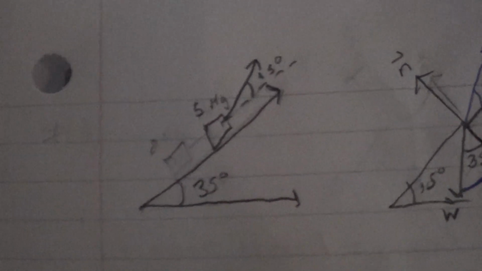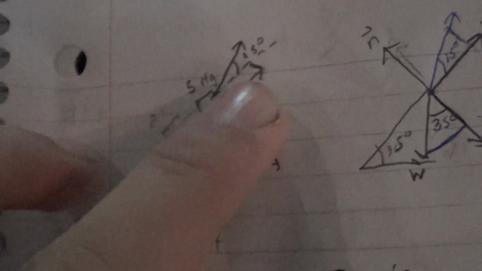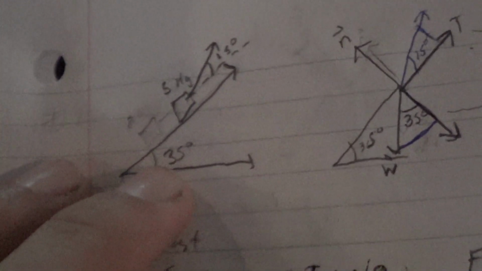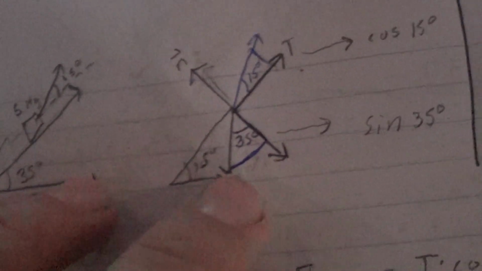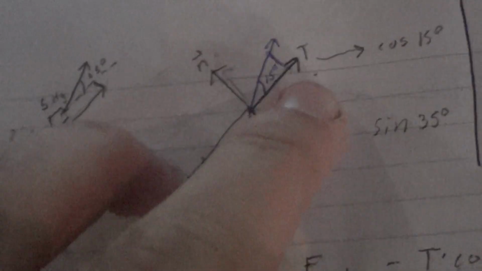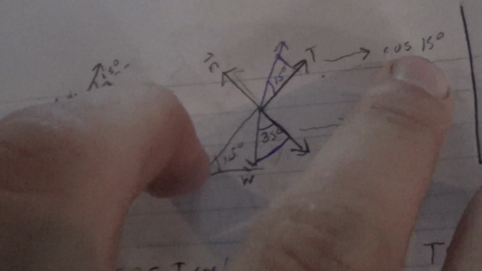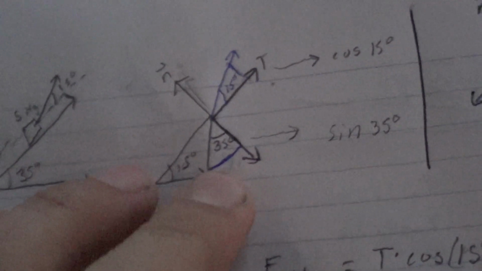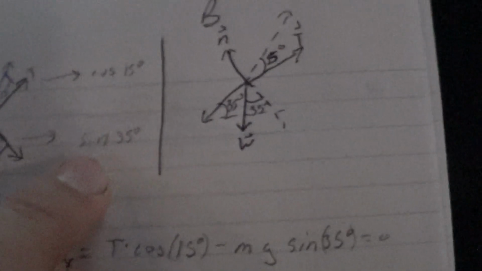Forces reassessment. We have a block that weighs 5 kilograms being pulled up at an angle of 15 degrees, and it's on a slope of 35 degrees. Here's my free body diagram, and we know that for this, which is going to be our theta 2, cosine of 15, and then we know that for this, which is our theta 1, 35 degrees, it's going to be sine of 35.